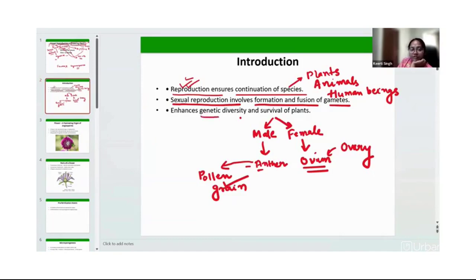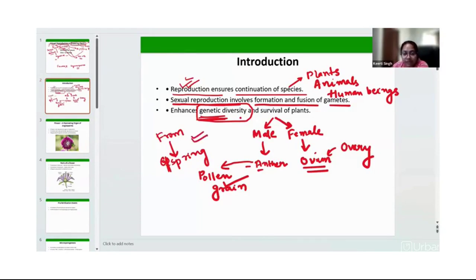Why this sexual reproduction? Because this will create genetic diversity. What does genetic diversity mean? It means that the offspring will have different characters from the parents. Slightly different characters.